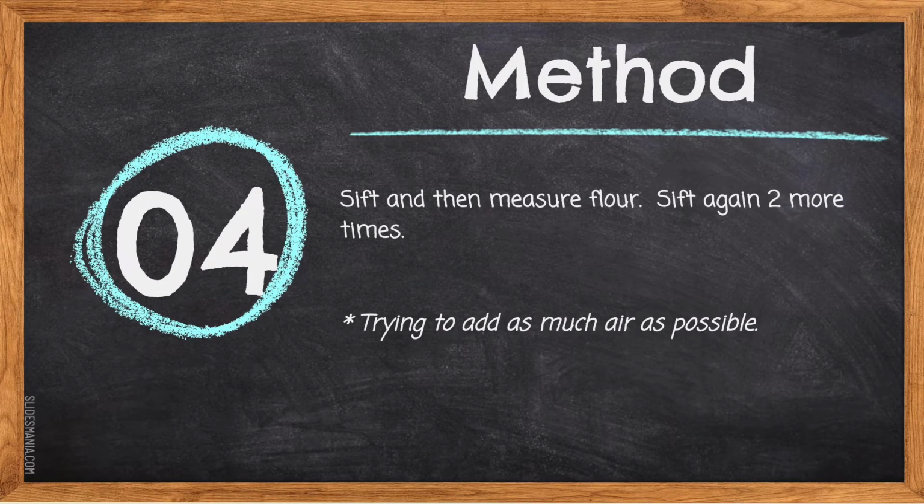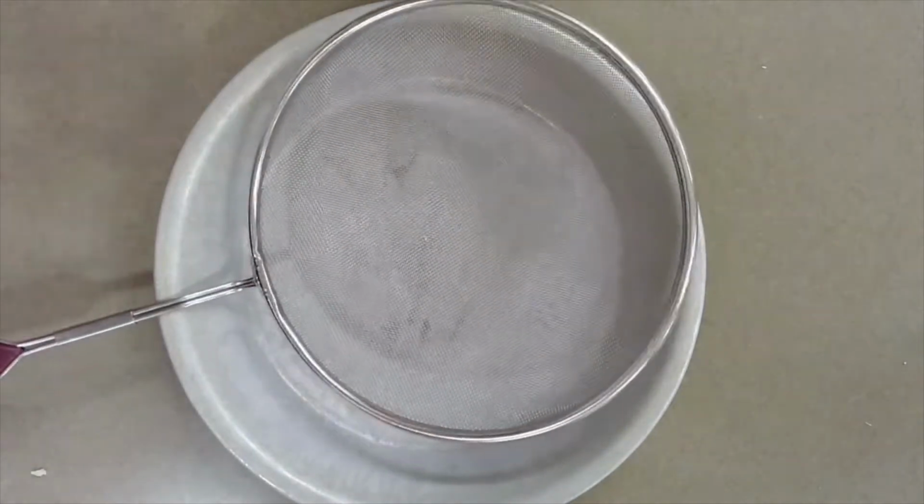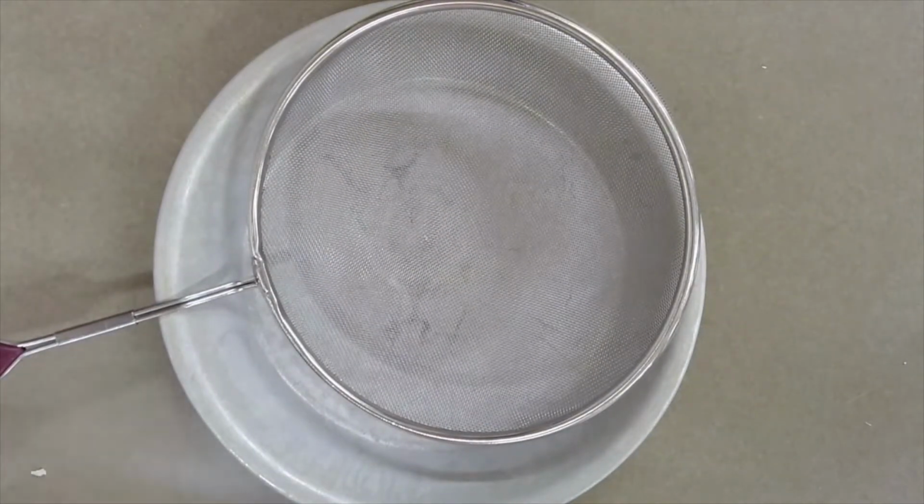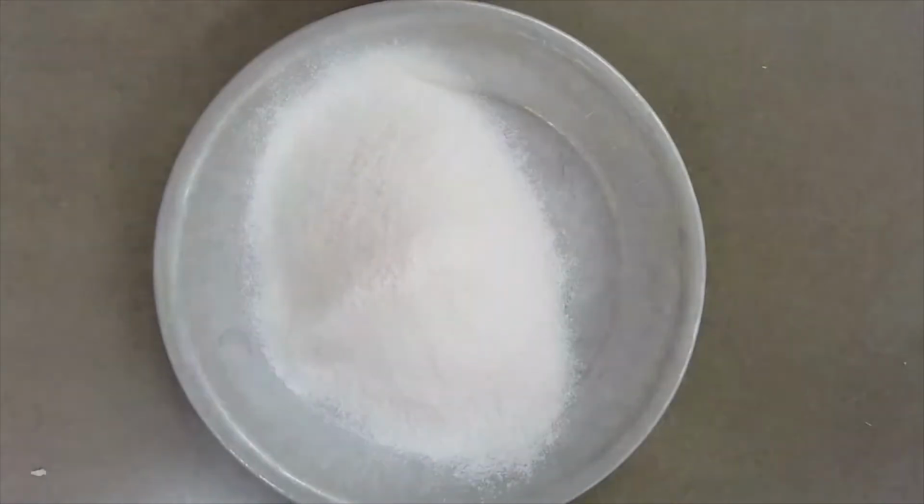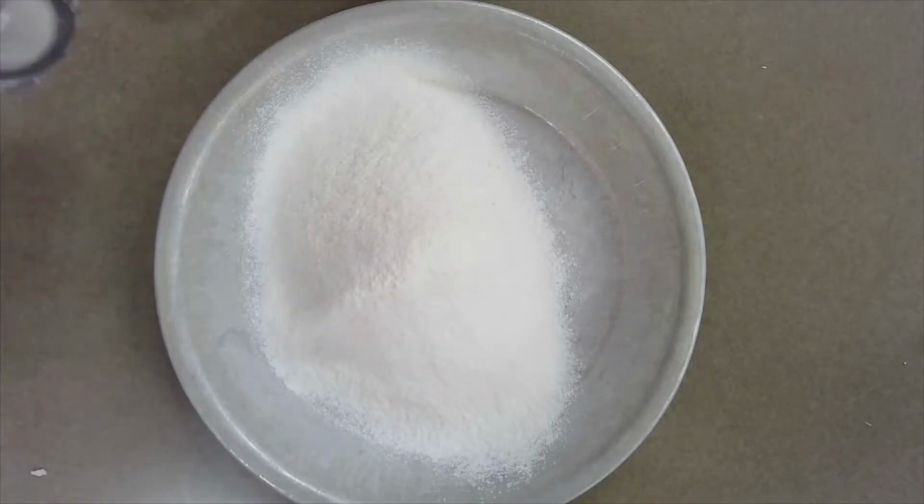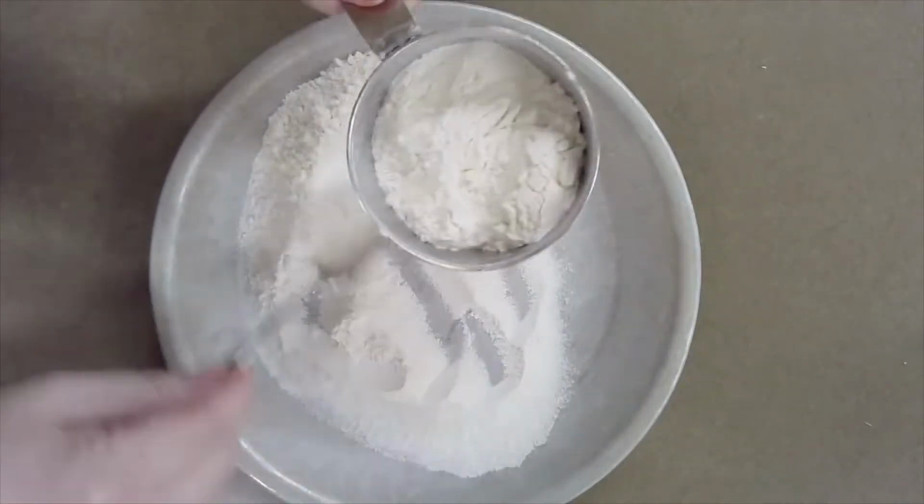Step 4. Sift and then measure flour. Sift again 2 more times, trying to add as much air as possible. We sift flour for 2 reasons. 1, to remove lumps that might be found within the flour. We live on a coastal climate that's full of moisture in the air, and our flour tends to lump up. We need to remove these lumps so they do not affect the texture of our cookies.